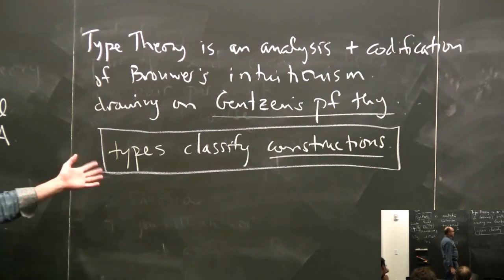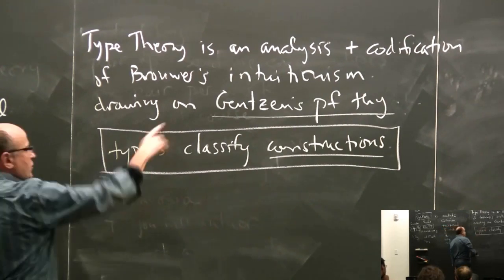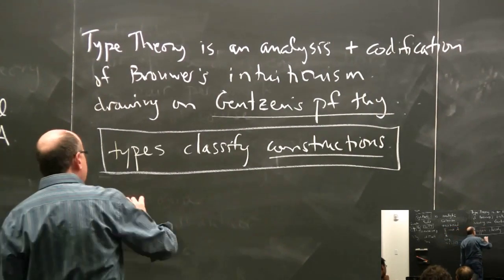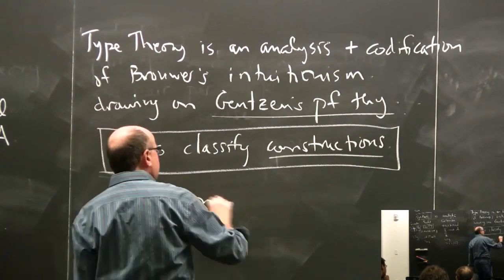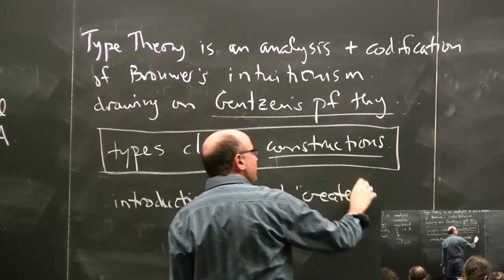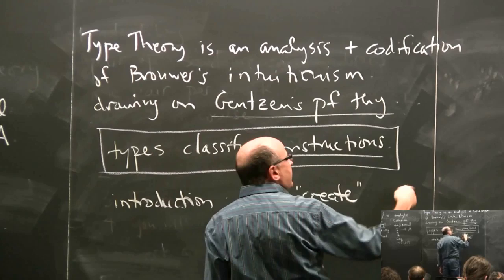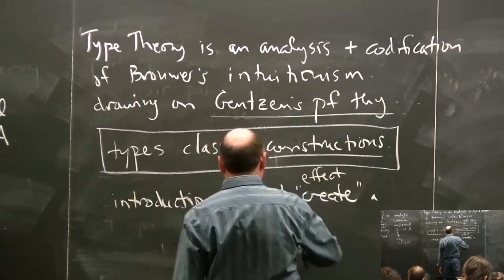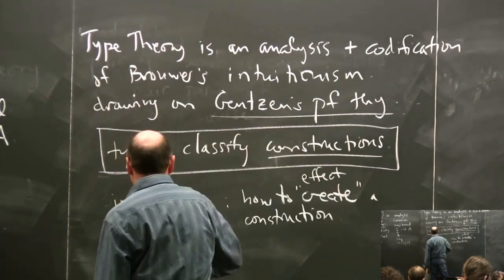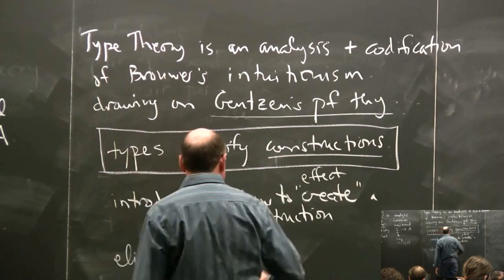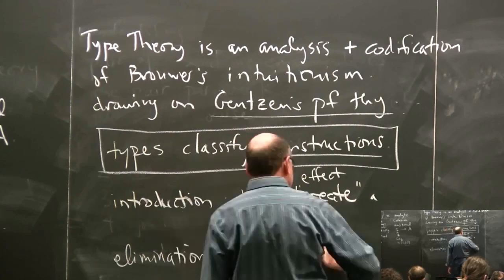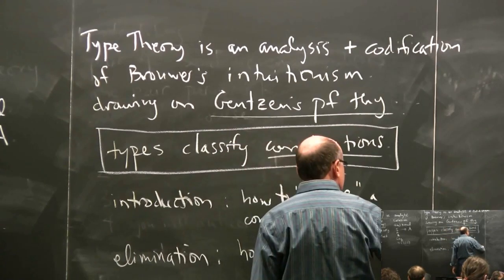But there are some basic principles. The idea, which is drawn from Gentzen, is to tell you what the forms of construction are. You have what are called introduction rules, which tell you how to create, for lack of a better word, or effect a construction of a particular kind. And you have what are called elimination rules, and I'll show this in practice, which tell you how to deconstruct a construction and how to use a construction in the course of building another one.